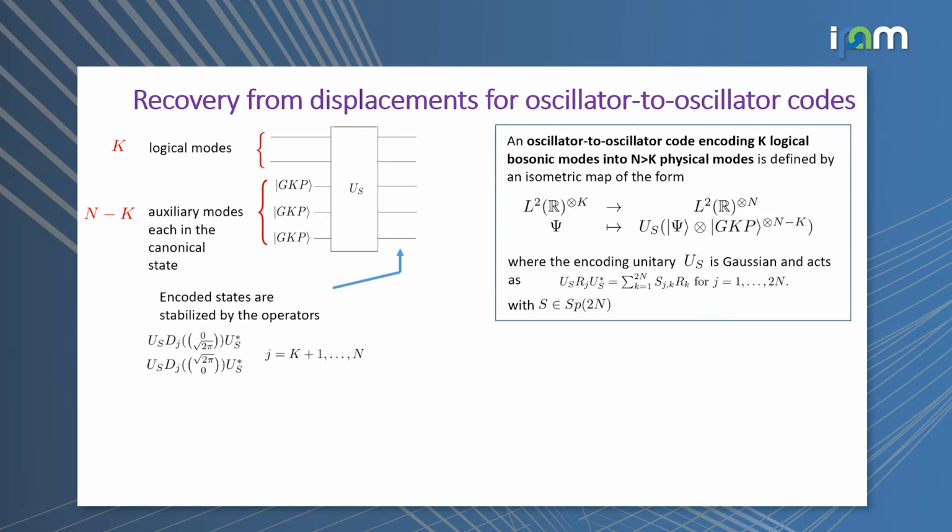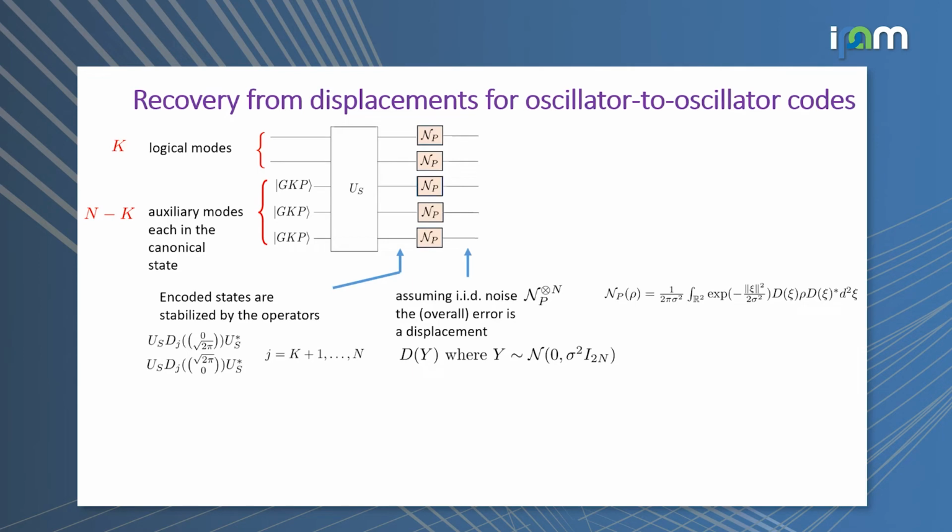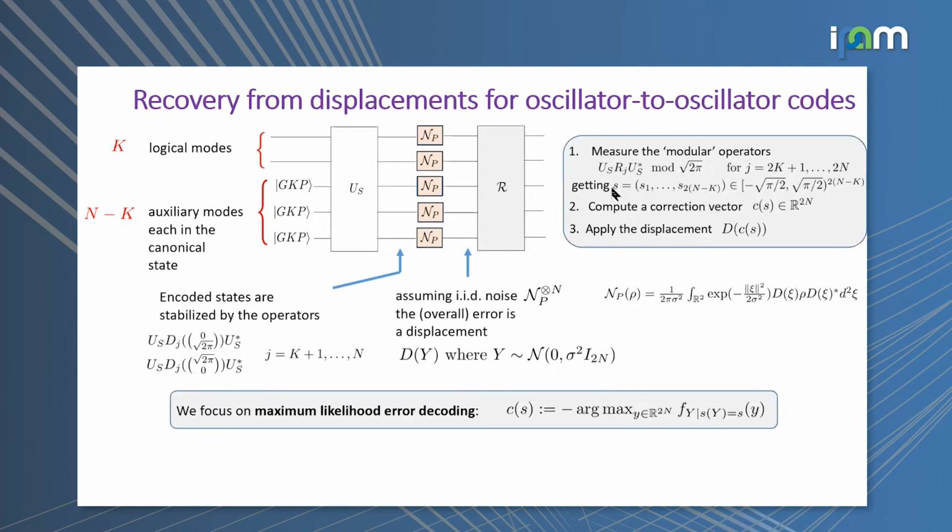So decoding proceeds very similar to before. Let's again assume IID displacement noise on every mode. This gives you an overall displacement distributed according to a Gaussian. After the error, you measure the stabilizer generators, which again corresponds to measuring the exponents, and you get some syndrome. And we're again going to use maximum likelihood decoding for this error y. So we compute this, take minus that vector, and apply the corresponding displacement.